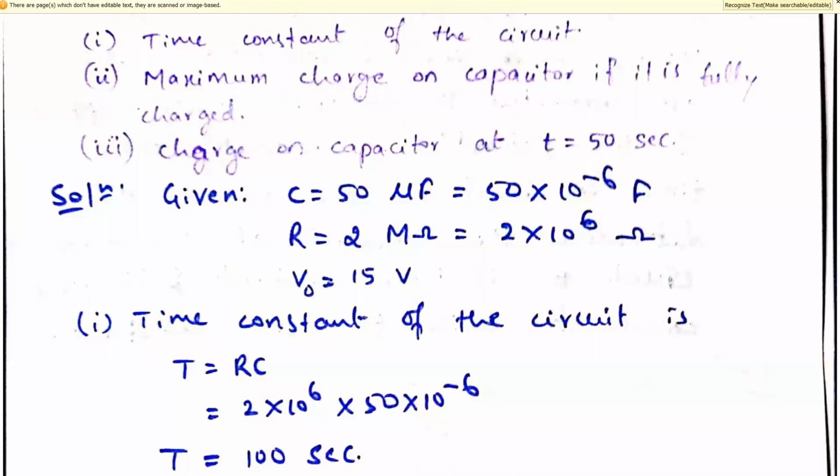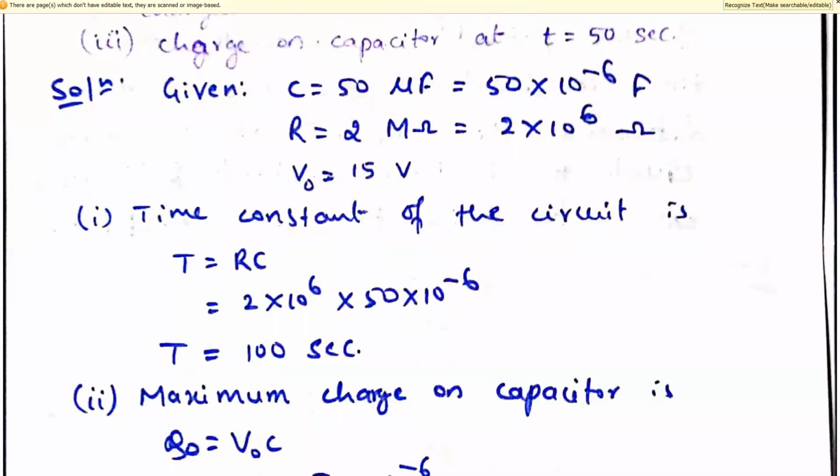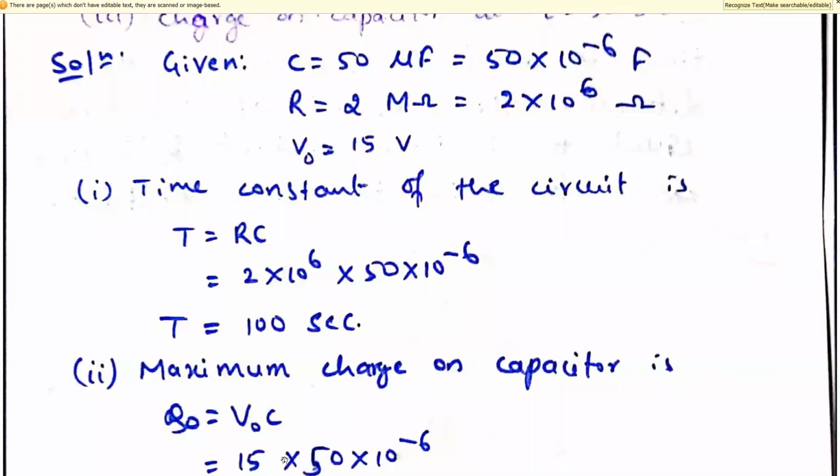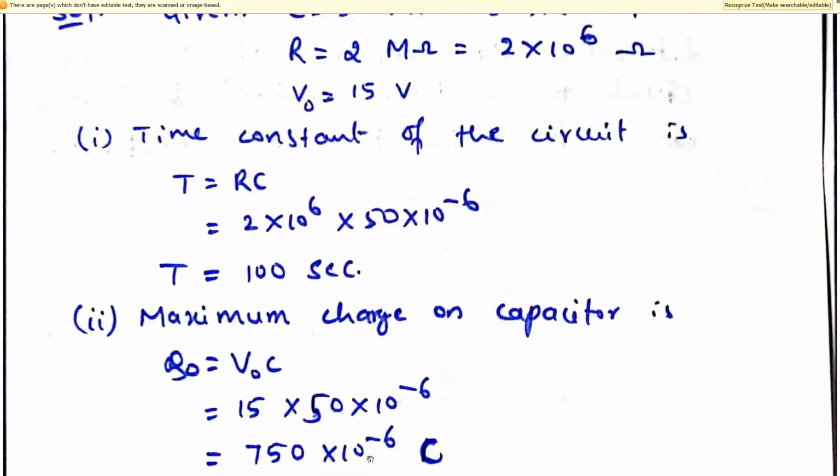C is given, V naught is given. Just calculate. So the maximum charge on the capacitor is Q naught equal to V naught into C. What is the value of V naught? It is 15 volt. C is 50 microfarad, that is 50 into 10 to the power minus 6. So if you substitute, it will be 15 into 50 into 10 to the power minus 6. So 50 into 15 is 750. 750 into 10 to the power minus 6 coulomb, because the unit of charge is coulomb.